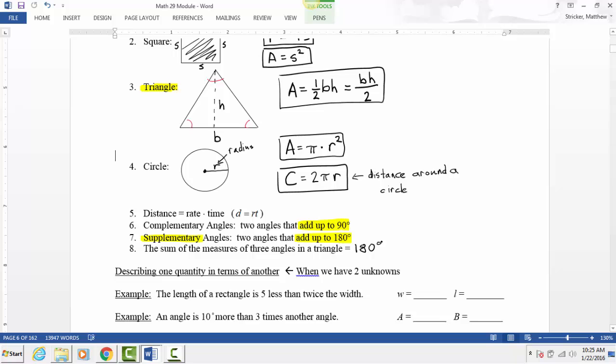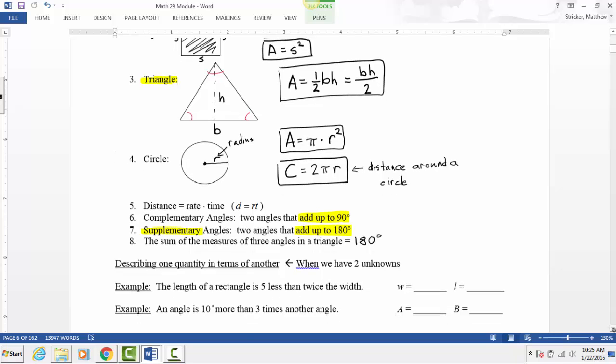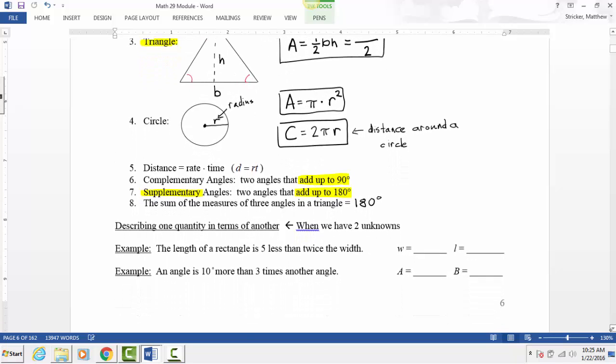Alright, now sometimes when we do these types of application problems, we need to be able to describe one quantity in terms of another. So it might give us a sentence where it says, for example, the length of a rectangle is 5 less than twice the width. And we kind of talked about this before. Remember when it says 5 less than? That means that we are subtracting 5. Subtract 5 from our quantity.